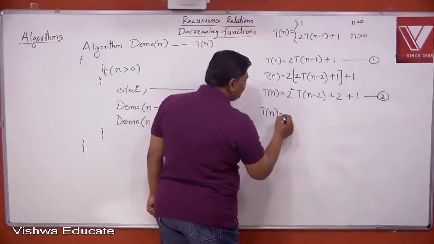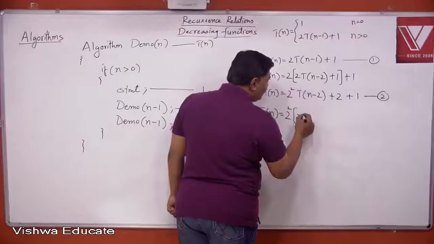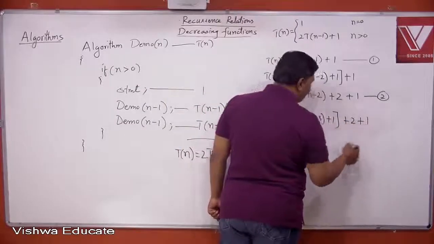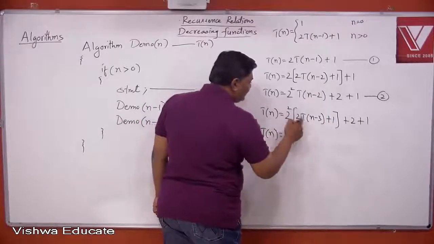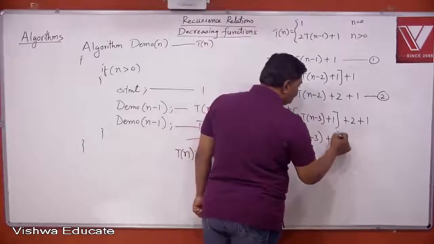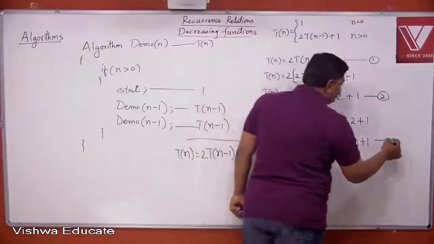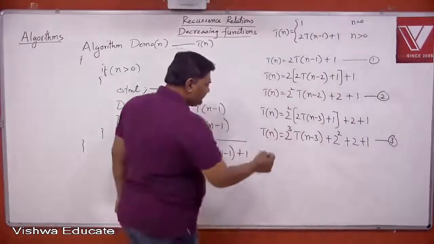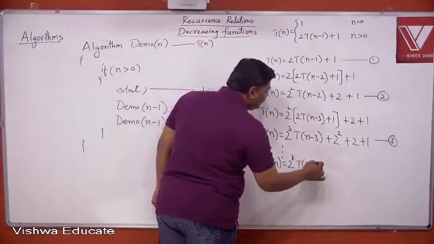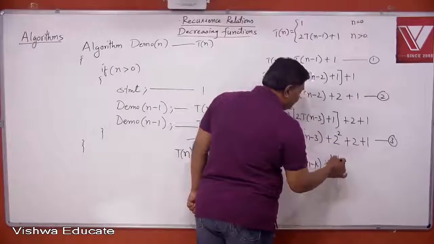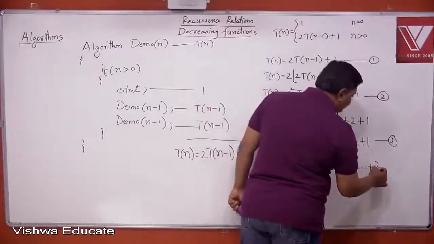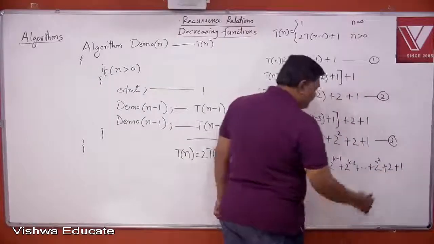Next, T(n) = 2 square as it is. What is T(n-2)? T(n-3) plus 1. Plus these two as it is, 2 plus 1. Open this one. T(n) = 2 square into 2, 2 cube T(n-3) plus 2 square into 1. So this is 2 square plus 2 plus 1. This is the third equation. If I continue this for k times, T(n) = 2 power k T(n-k) plus 2 power k minus 1, because when this was 3, this was 2. So plus 2 power k minus 2 plus, and it goes on, 2 power 2 plus 2 plus 1. This is the fourth equation we got.